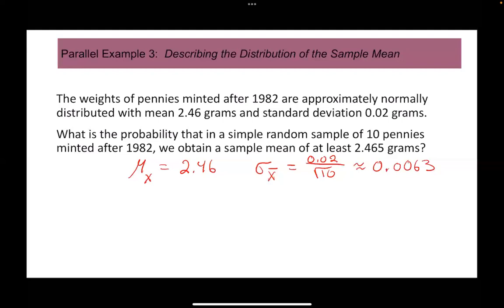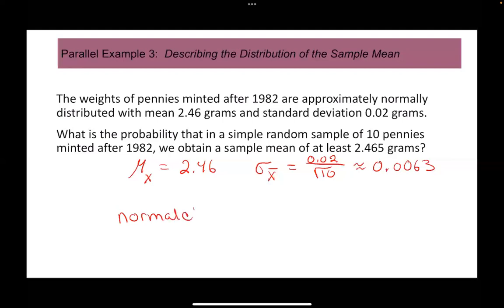Thankfully, we are jumping back to previous tools. We are not using the previous calculator function that shall not be named. You know, that Voldemort calculator function, we're not going to use that. However, we will be using normal CDF.